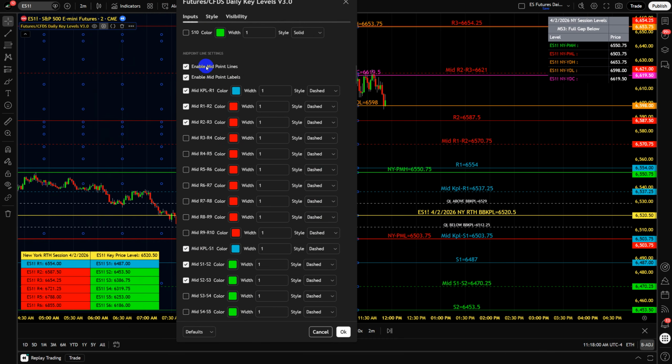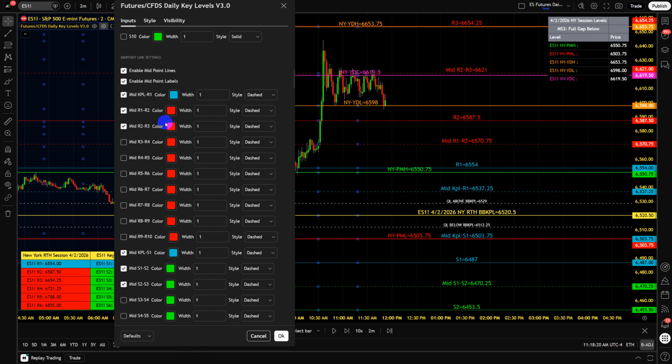Next we have midpoint lines, midpoint labels. So by default, these 6 are turned on. We have mid BBKPL R1, mid R1 R2, mid R2 R3, mid BBKPL S1, mid S1 S2, and mid S2 S3. If you want to turn on more, you simply check which ones you want. If you want to have less turned on than the default, then you simply uncheck which ones you would prefer not to have on. Again, you can change the color scheme, the width, and the line style.